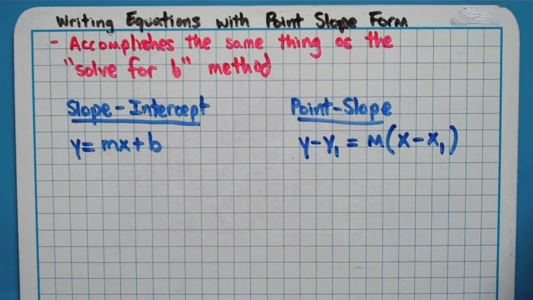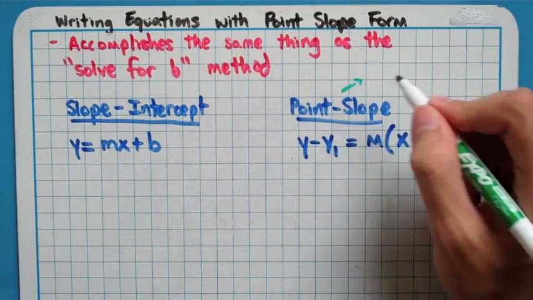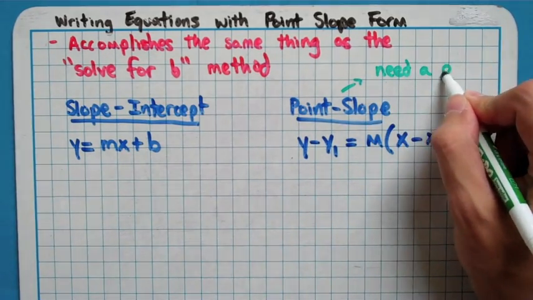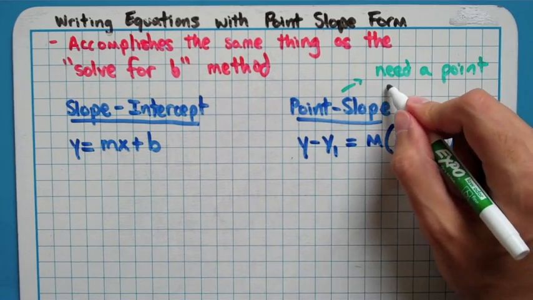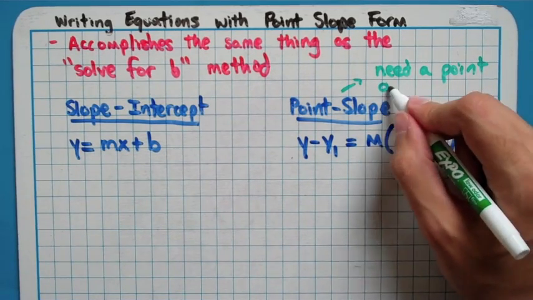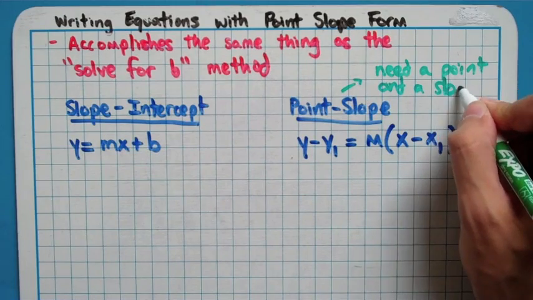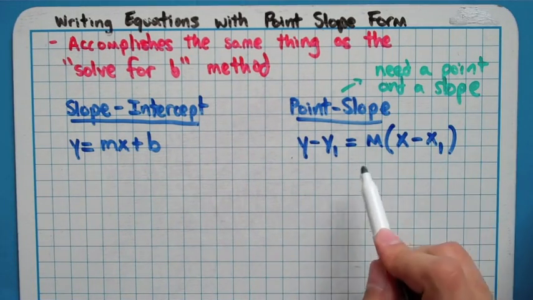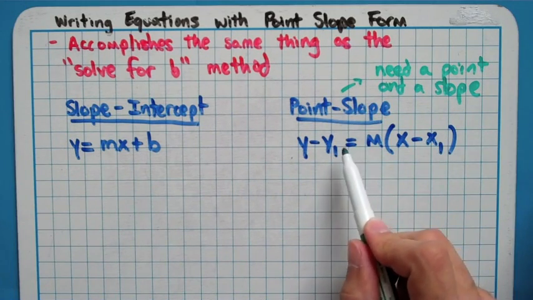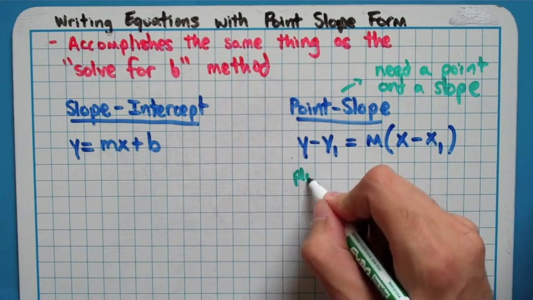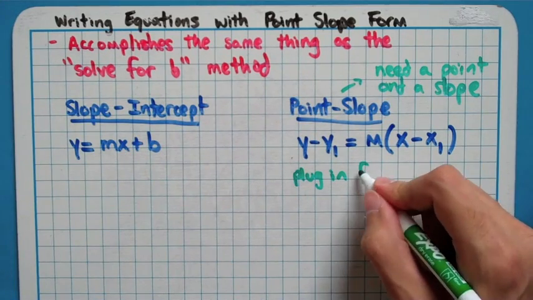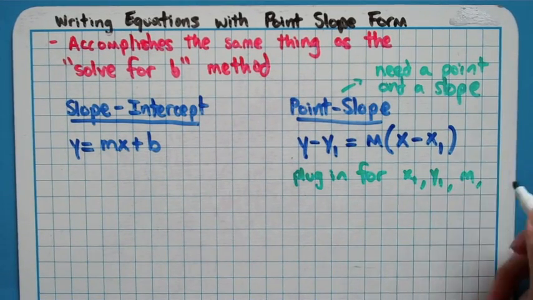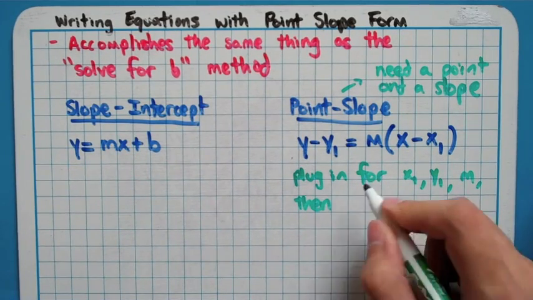To use point-slope form, you need, as the name might imply, a point and a slope. Just any random point, intercept or not, so you need a point and a slope. The variables you're going to be plugging into in this equation are going to be the x1, y1, and m. So plug in for x1, y1, and m, then solve for y.